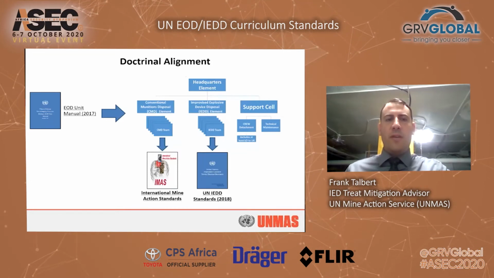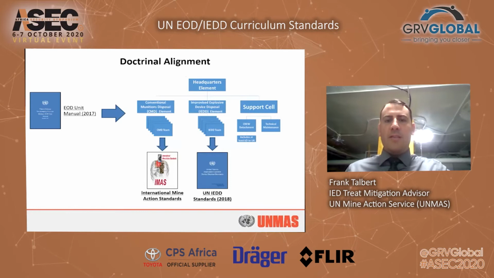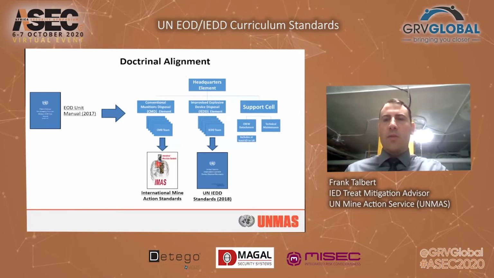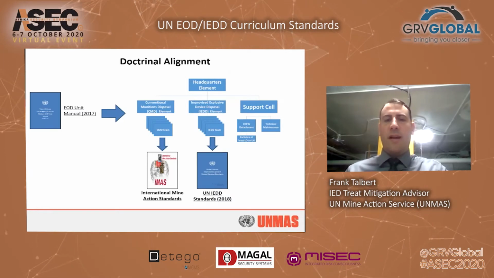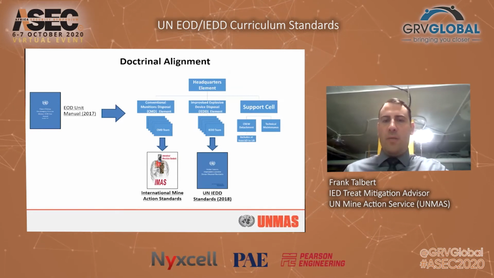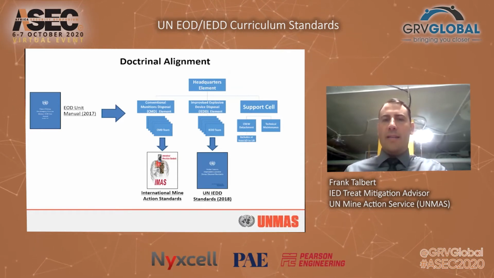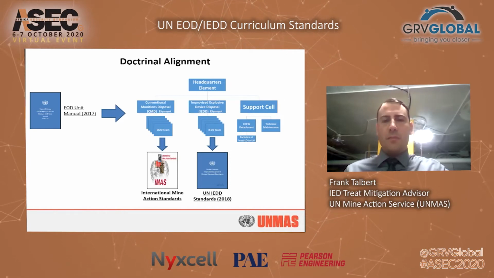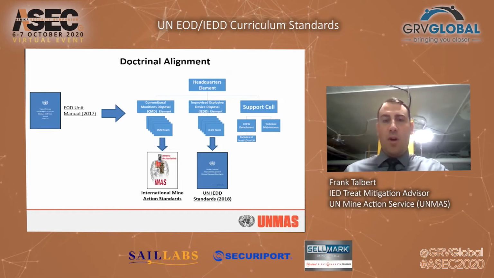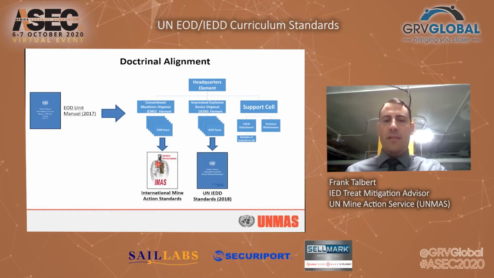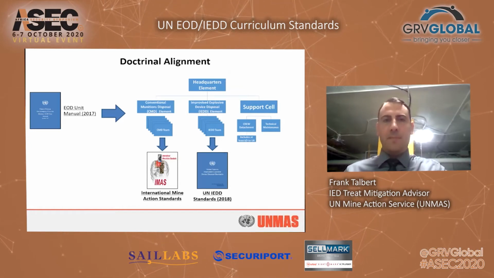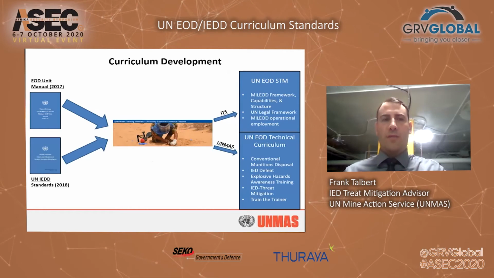Speaking specifically to the EOD Unit Manual, this was designed to align all conventional munitions disposal elements under the International Mine Action Standards and all IED disposal elements under the UN IED standards. This was created prior to IMAS adopting IED standards of its own, which will be considered in the next IEDD standards revision in 2021.